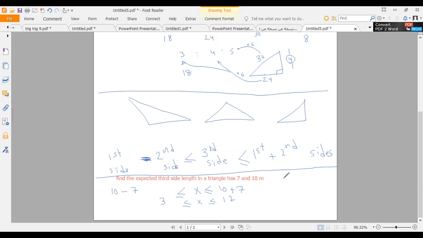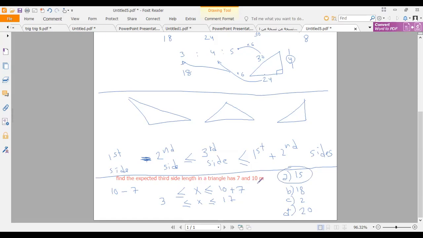So if he gives you some options, like for example 15, 18, 2, 20, which of these options will be your answer? If the third side is from 3 to 17. Yes, Salma, please. It's 15. Yes, you are correct. Excellent. So it must be between 3 and 17.